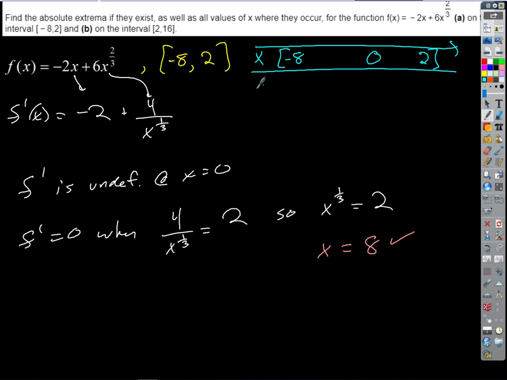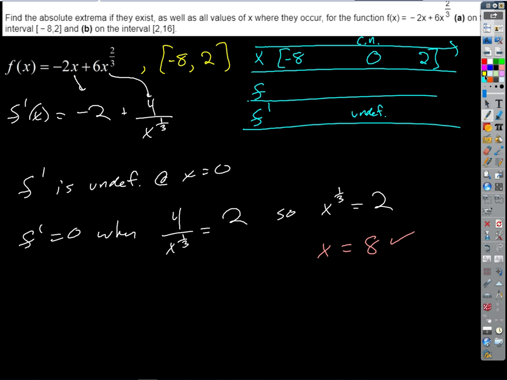So then we get f or y, whatever you want to call it, and f prime. We don't even really need this row for now, but I want you to get used to using it. What goes in the f prime row underneath x equals 0? Undefined, which is telling us that it's a critical number, right? Then all we'd have to do is check the values of the endpoints.